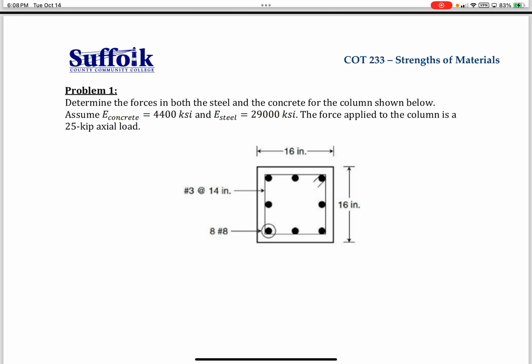And then the area of the concrete is just going to be the gross cross-sectional area of the concrete minus the area of the steel. And then from there, you just solve the problem like everything else. Make sense?